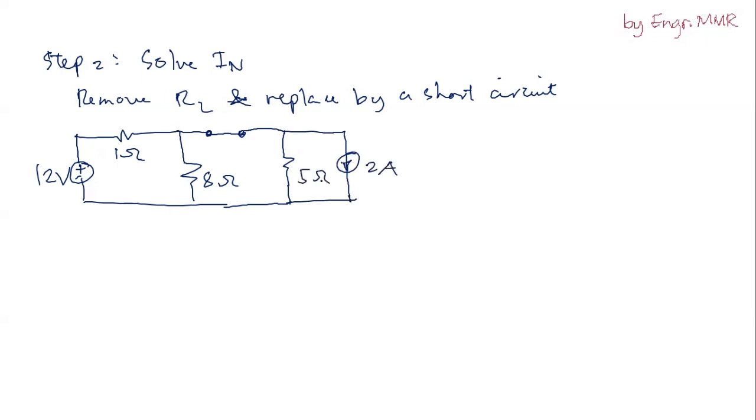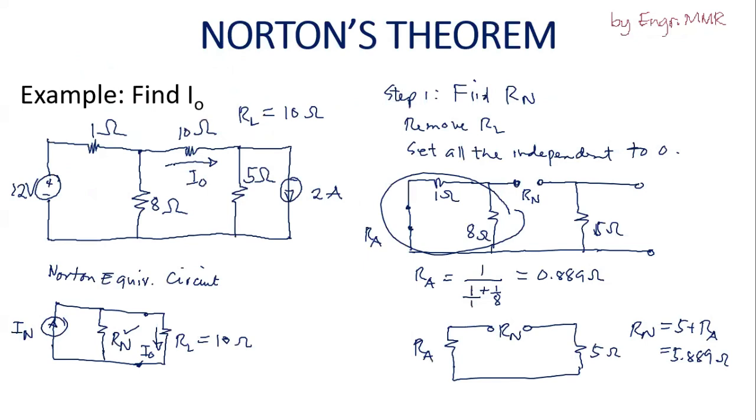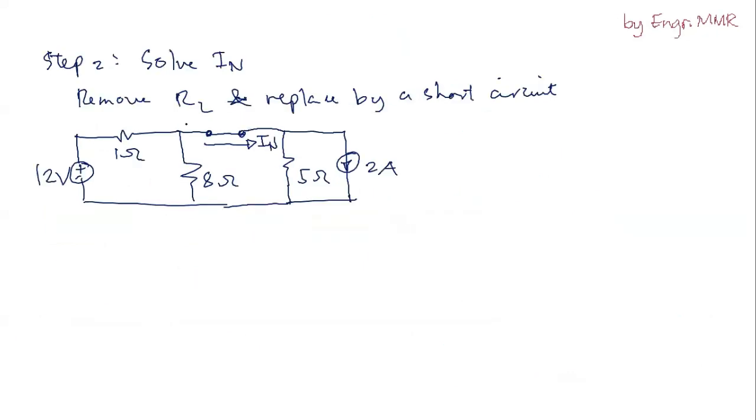This is 5. Okay, our goal here is to solve for the IN, or the current that is passing through the short-circuited terminals. Now, what is the direction of IN? Why is it going to the right? It's because the assumed direction of IO here is to the right. So to come up with a positive value of IN, we also need to follow the direction of the IO.